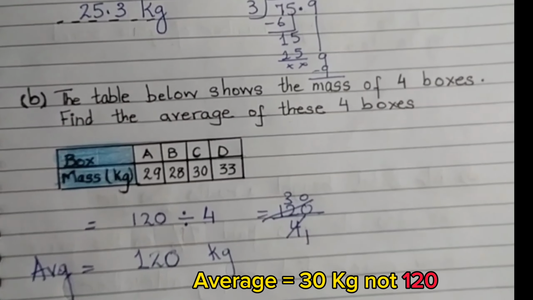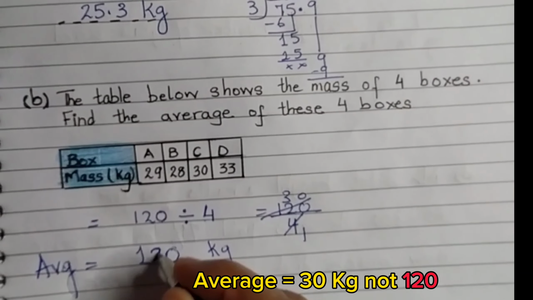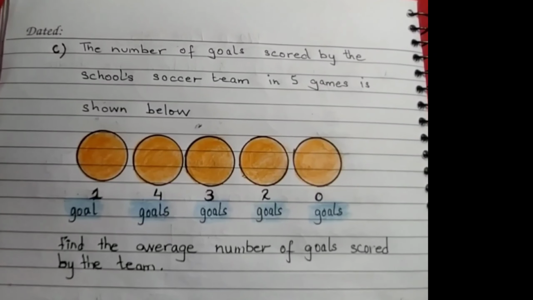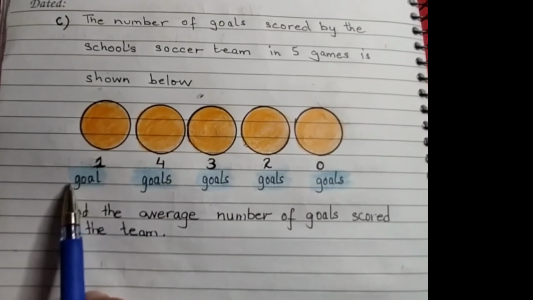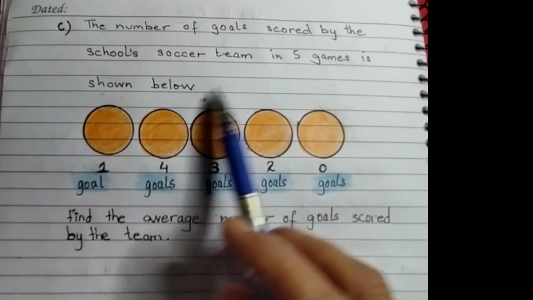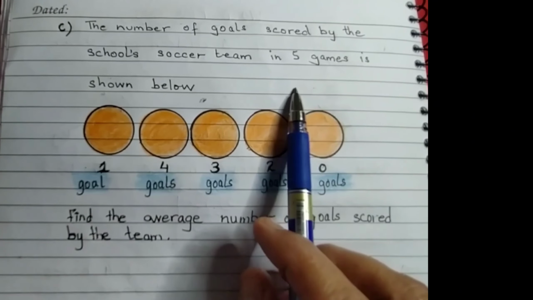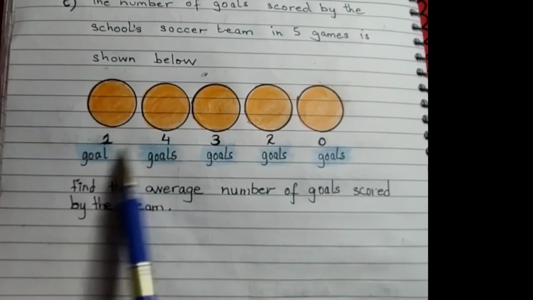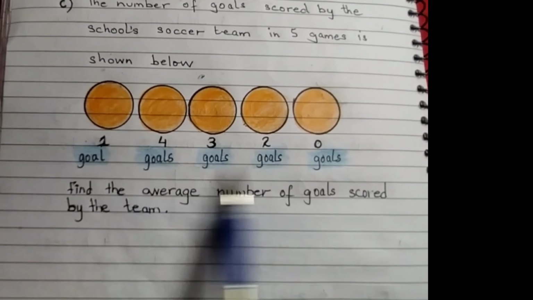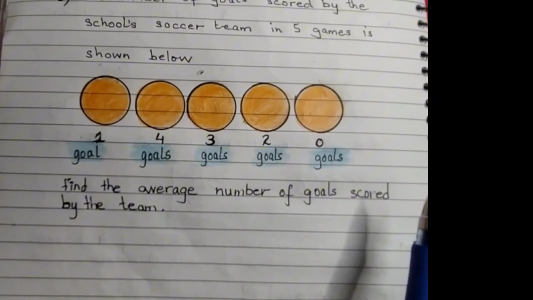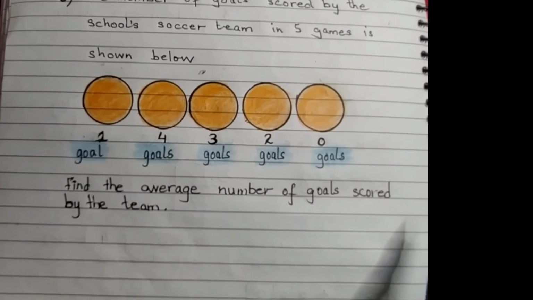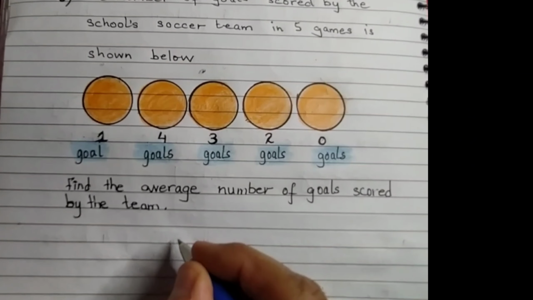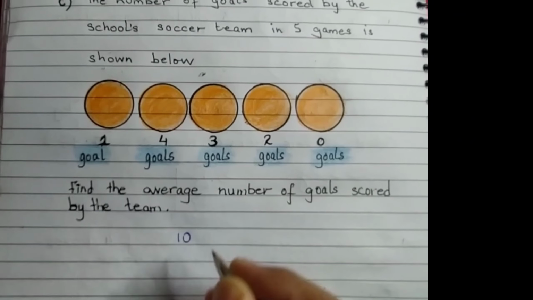Fine. Okay. Moving ahead with the next part. Now, this too is very simple. Add up the goals. The number of goals scored by the school's soccer team in 5 games is shown below. So 1, 4, 3, 2, and these are the number of goals. So when you add up the number of goals, how much do you get? I guess 10, huh? 10 is the total of the number of goals there.